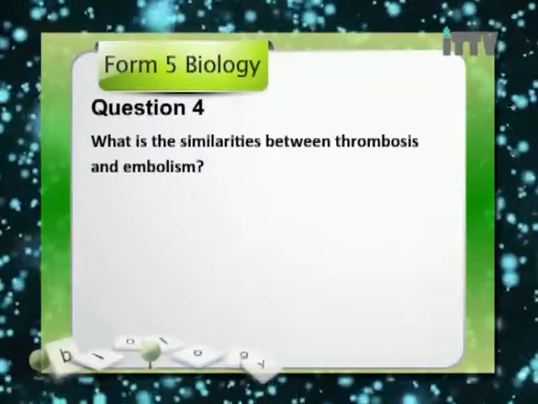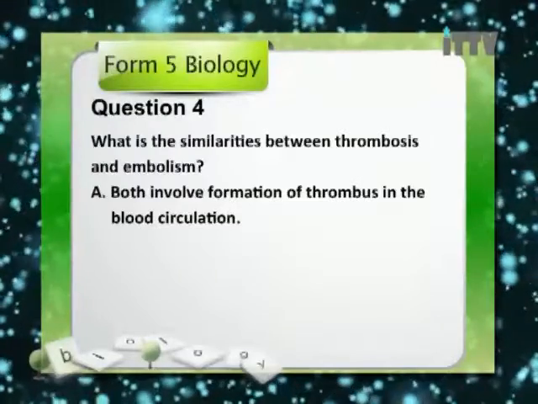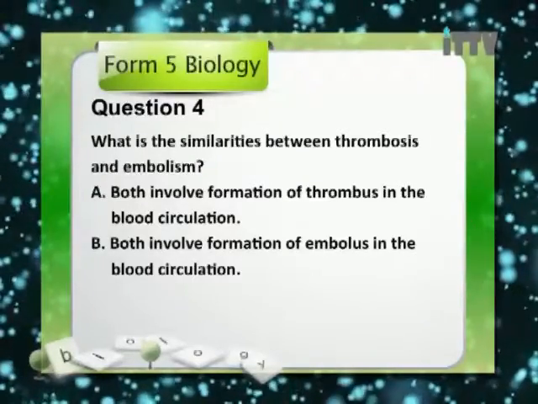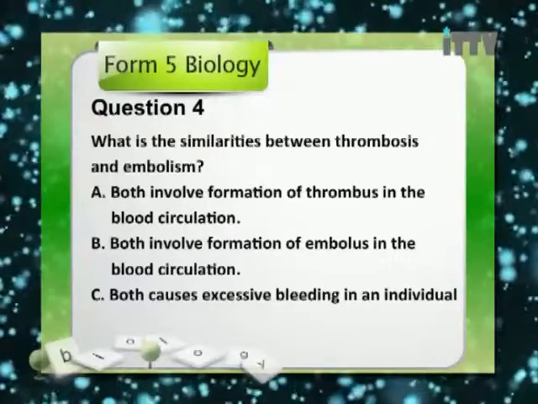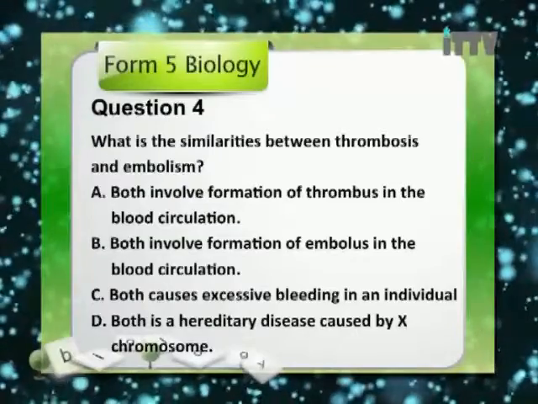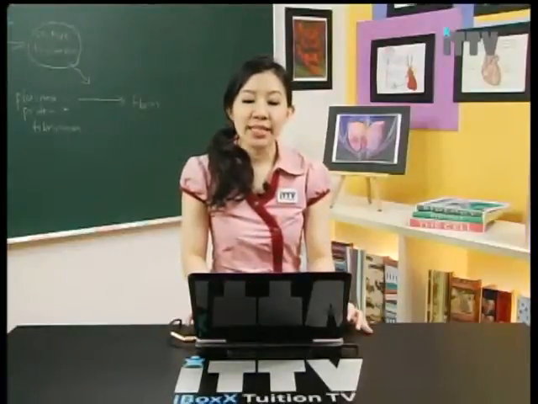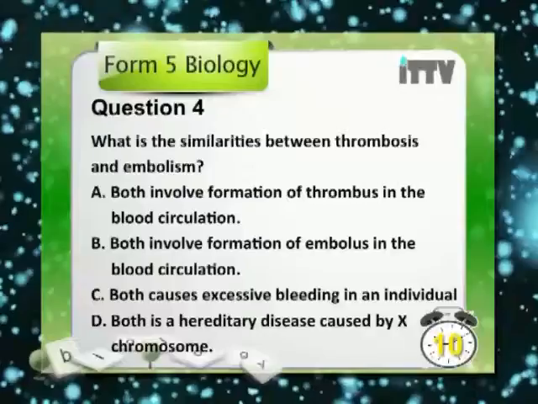Now let us look at another question. What are the similarities between thrombosis and embolism? A. Both involve the formation of thrombus in the blood circulation. B. Both involve formation of embolus in the blood circulation. C. Both cause excessive bleeding in an individual. And D. Both are hereditary diseases caused by the X chromosome. Please carefully read through the answers and think of the answer for this question.